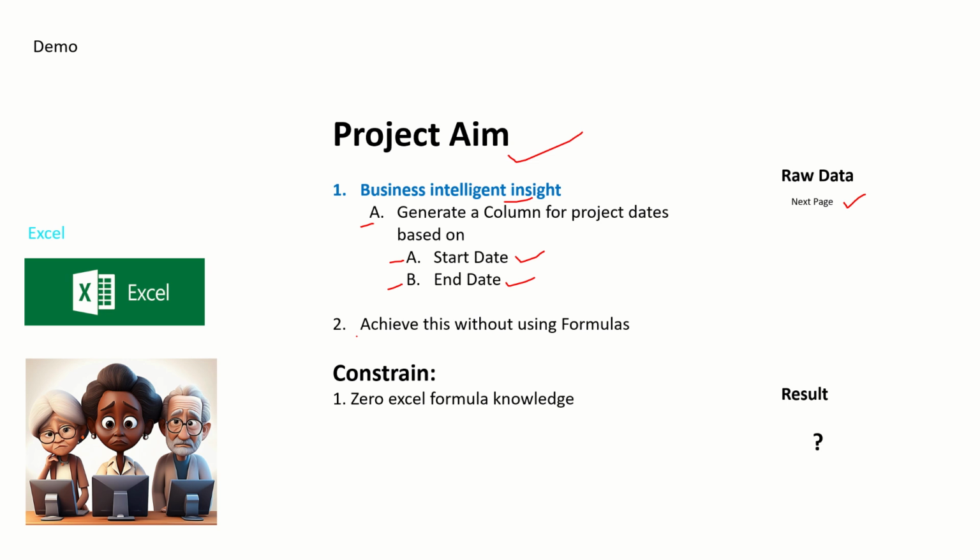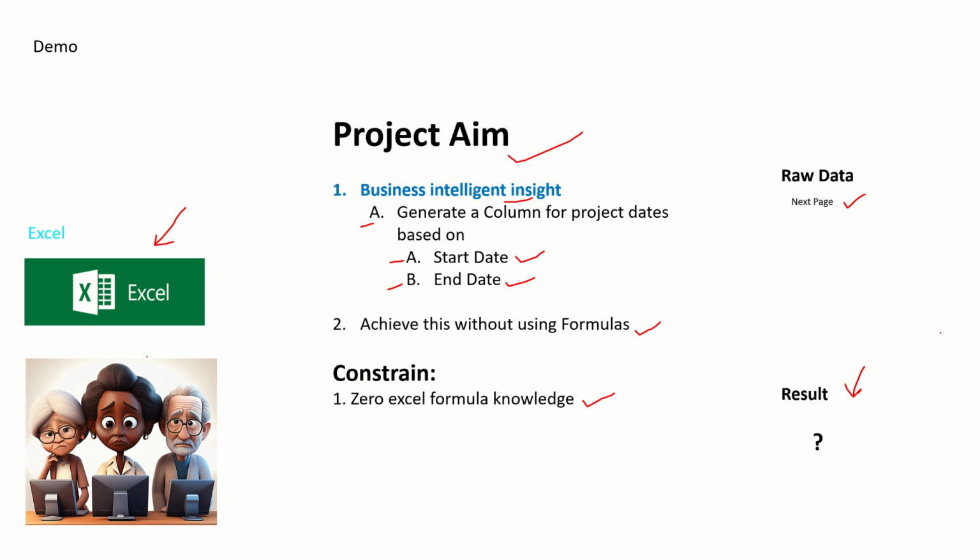As you see here, we also need to achieve this without using formulas. The next bit here, they have a constraint. As you can see, the constraint is 0 Excel knowledge. Clearly because they're using Excel and they need us to strategically provide this. What kind of results will I be giving? Stick around and you will see soon.